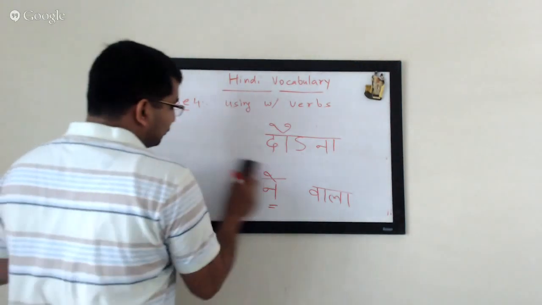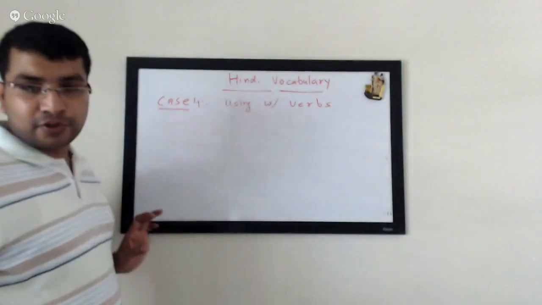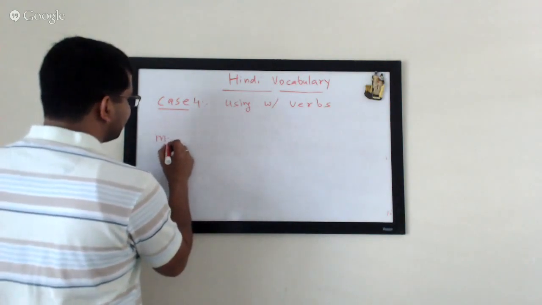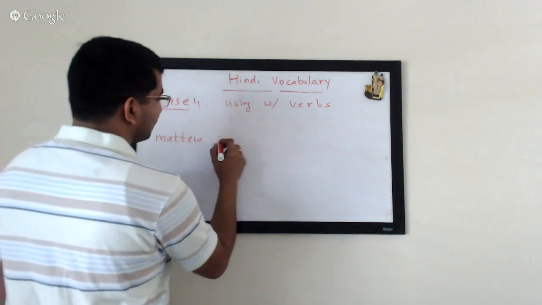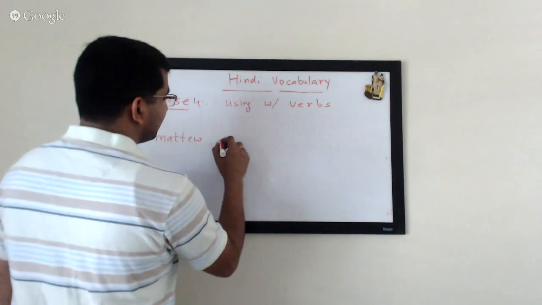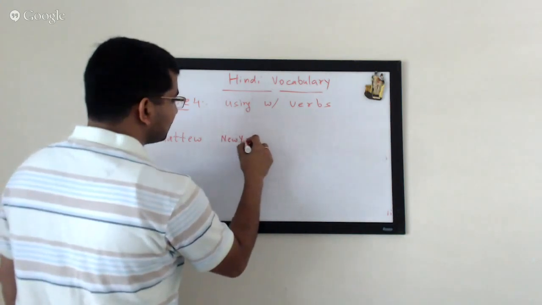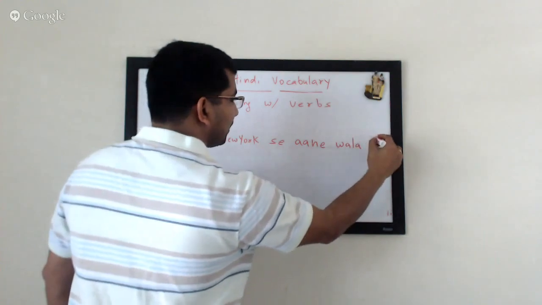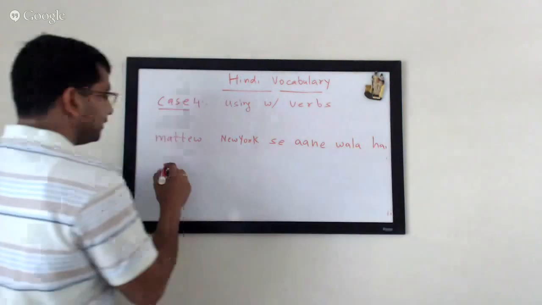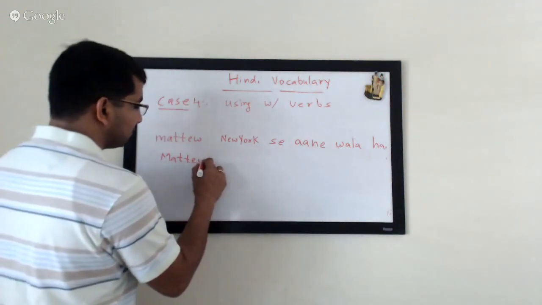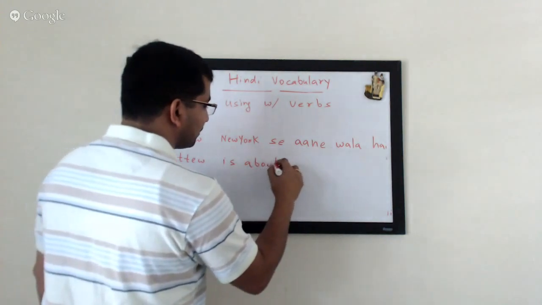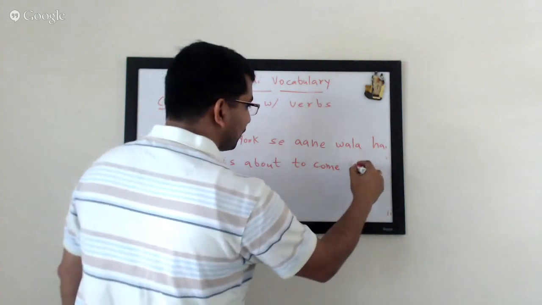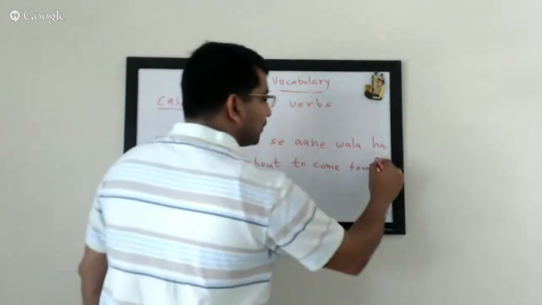So let me give you two more examples before we go to the next case. Let's say I'll take the same example, Matthew, New York से आने वाला है. It means Matthew is about to come or arrive from New York, right?